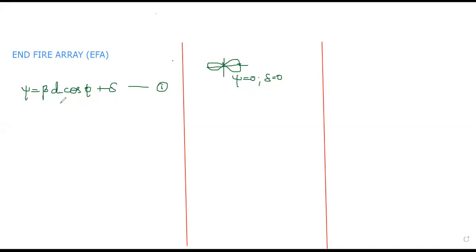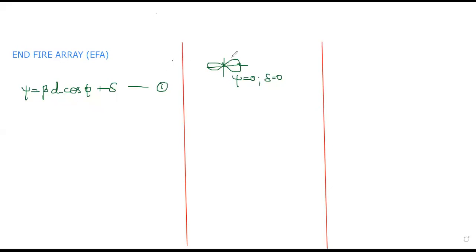So starting with case 2. Case 2 is the end fire array. The first one was the broadside array. You have seen in isotropic cases, the second case with same amplitude and difference in phase, you had the end fire array concept where the major lobe will be along the axis. So that type of pattern is called an end fire array.